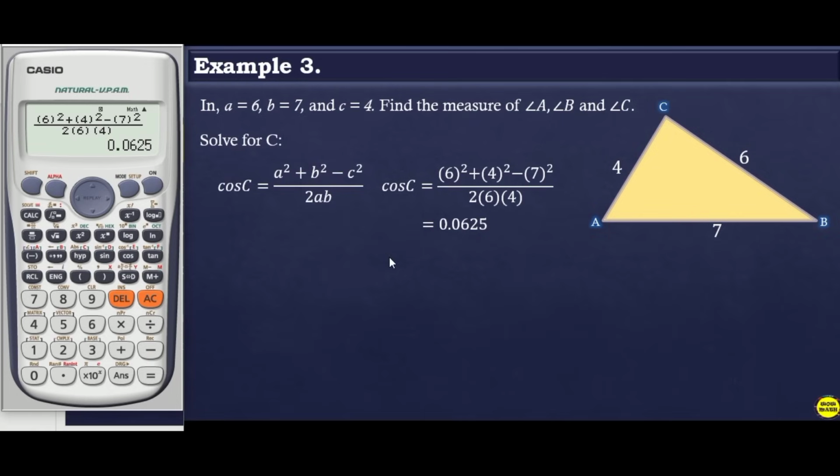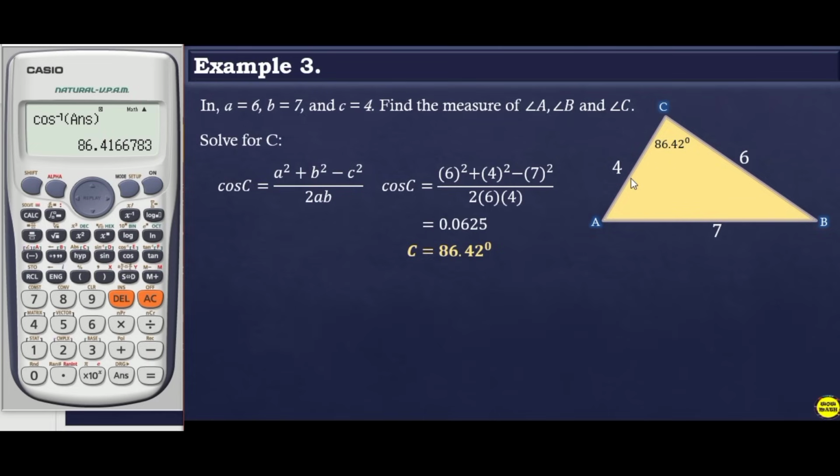Okay, so that is 0.0625. So, ito po ang gagamitin po natin para makuha po natin yung angle C. So, ang gagawin po natin is press shift, press cosine, since cosine po yan, yung sagot na nakuha natin na 0.0625, close, and then enter. So, that is, your C is 86.42 degrees. Therefore, itong angle C mo is 86.42 degrees.